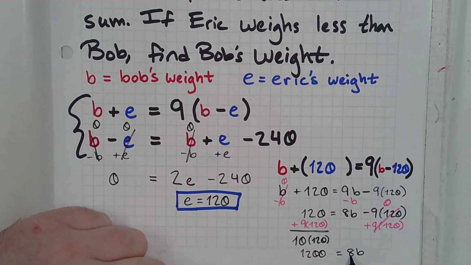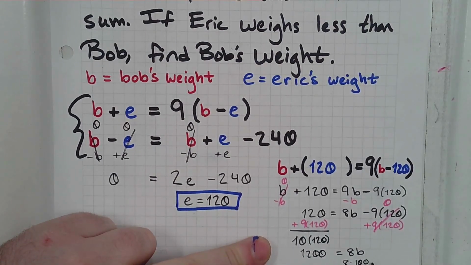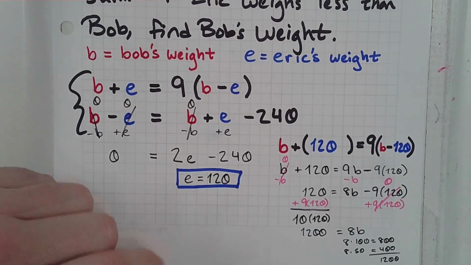So if 100 gets me 800, and I'm 400 away, well, I need 50 more, right? 8 times 100 gets me 800. And I need another 400 to get a total of 1200. So I think 8 times 50 is what I need. So Bob must weigh 150.